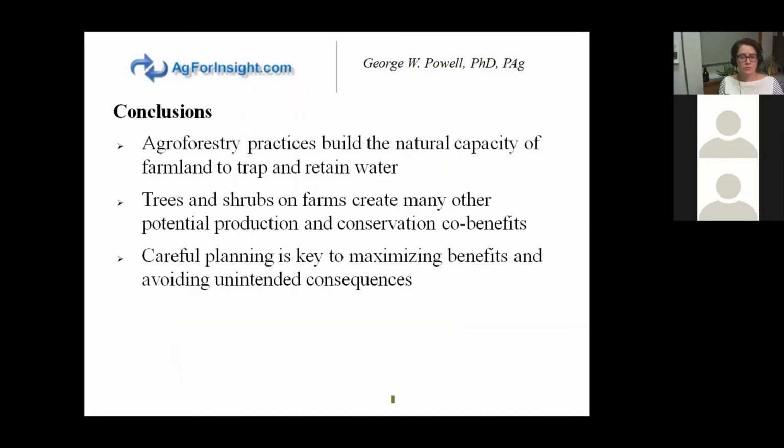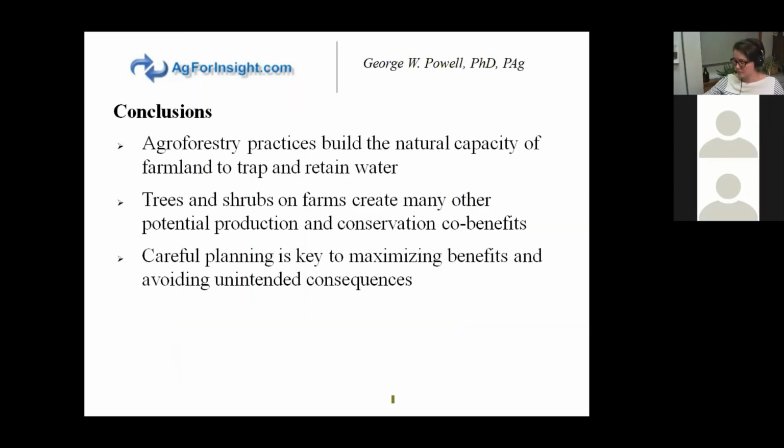So just to wrap up, agroforestry practices certainly have the potential to build that natural capacity of farmland to trap and retain water. Trees and shrubs on your farms create many other co-benefits for potential production increases and conservation. The key here is careful planning up front, thinking through the interactions before you get to planting, and that way you can maximize the benefits and avoid unintended consequences.